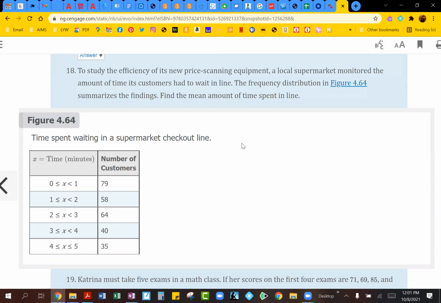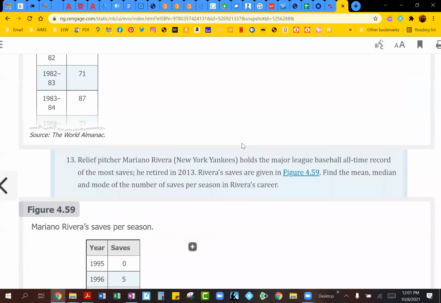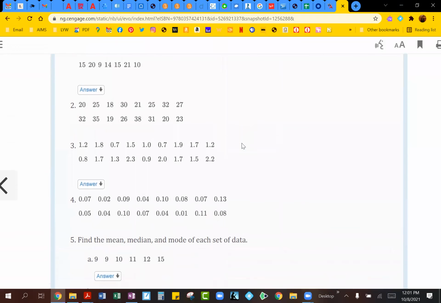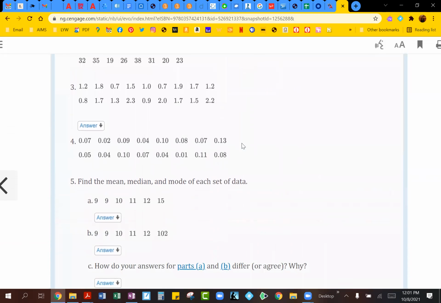Trying to see if I can find something with an odd number of data sets. It seems like most of them have an even number. Yeah, most of them have even numbers, but I guess we'll just use one of these just to make sure you guys are getting a little practice.